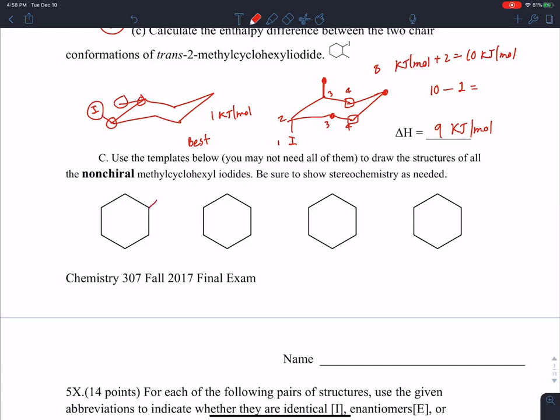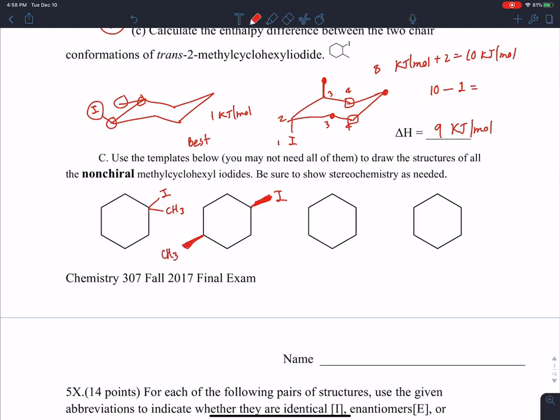If I'm trying to make non-chiral structures, I can say something like this. Let's say both the I and CH3 were on the same carbon, like that. That's not even considered a chiral center because that's not 4 different things. This side and this side are the same, so that's not a chiral center. This is non-chiral. Another way would be, let's say you had an I here and then a CH3 here, and let's say they were both wedge or cis.